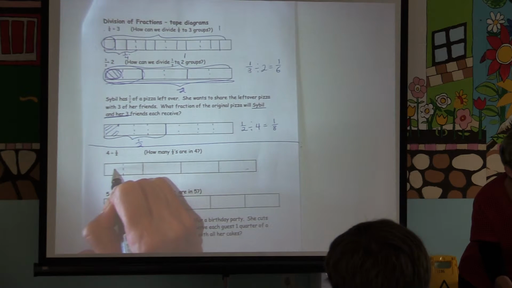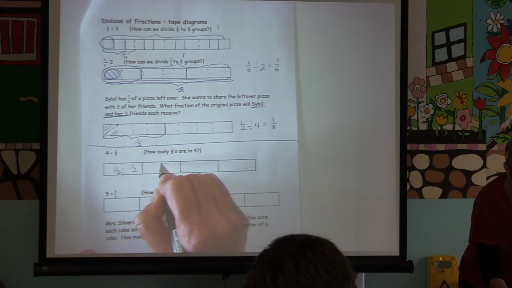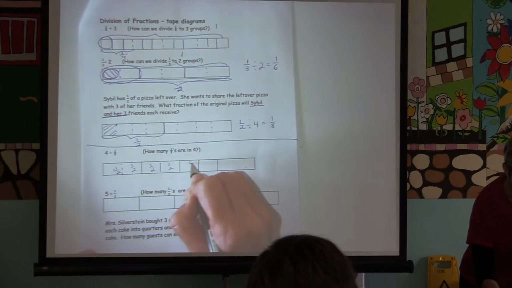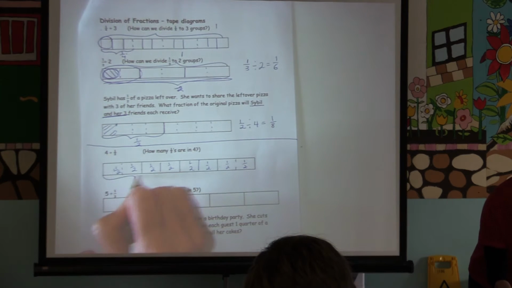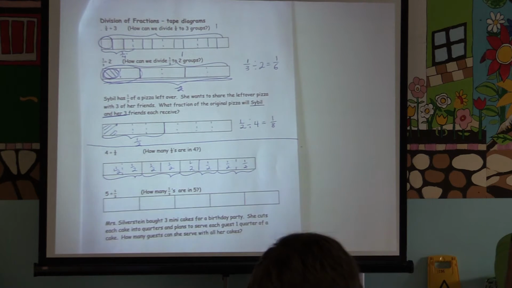Well, here's one. Here's another one. Here's another half. Here's another half. Here's another half. Here's another half. I cut each one of my 1s into halves 4 times. How many halves are there in 4? 8.